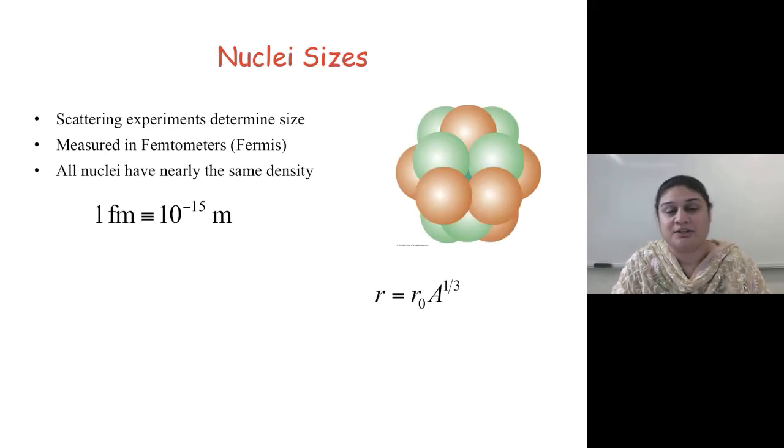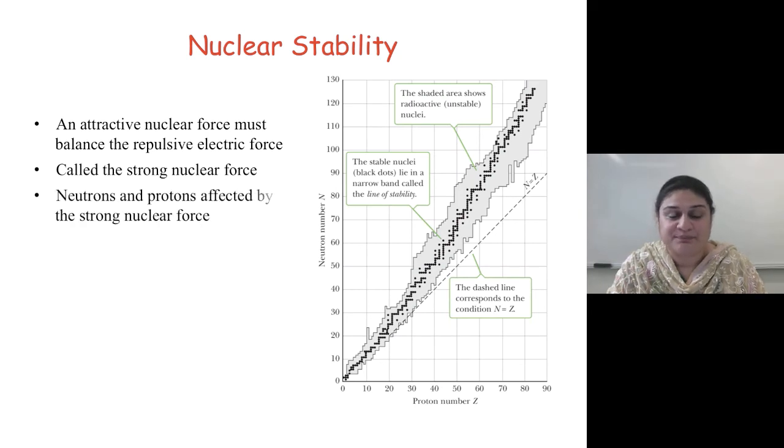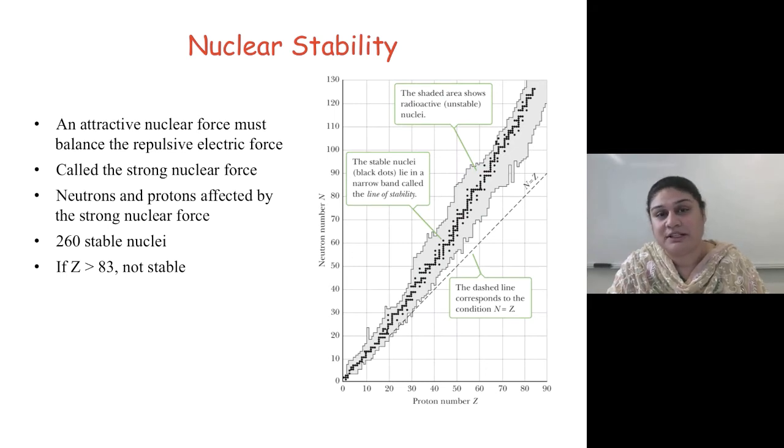Scattering experiments are used to determine the size of the nuclei. They are measured in femtometers, and 1 femtometer is 10 to the minus 15 meters. Nuclear stability. An attractive nuclear force, called the strong nuclear force, must balance the repulsive electric force. Neutrons and protons are affected by the strong nuclear force. There are 260 stable nuclei, and the Z number has to be less than 83 for a nucleus to be stable. Above that, it is not stable.